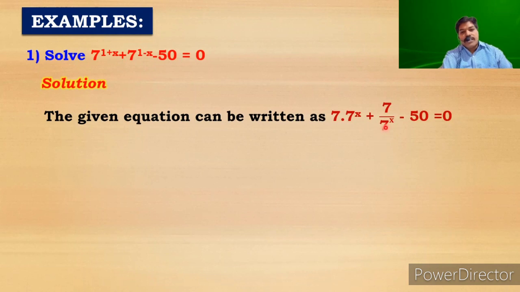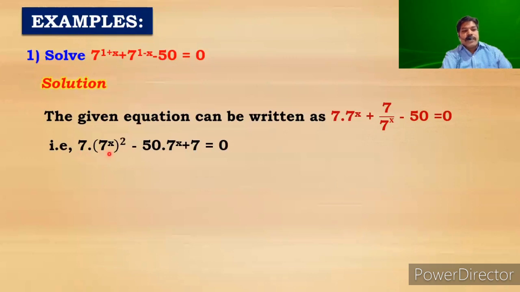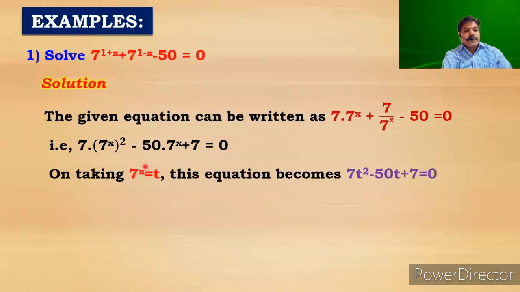So what happens? 7 power x into 7 power x, it will become 7 power x whole square. 7 power x into 50, it will become minus 50 into 7 power x. And take the denominator 7 power x to this side, it will become 0. So what happens? 7 into 7 power x whole square minus 50 into 7 power x plus 7 is equal to 0. Now I am going to take 7 power x is equal to t. This equation will become the form of 7t square minus 50t plus 7 is equal to 0.